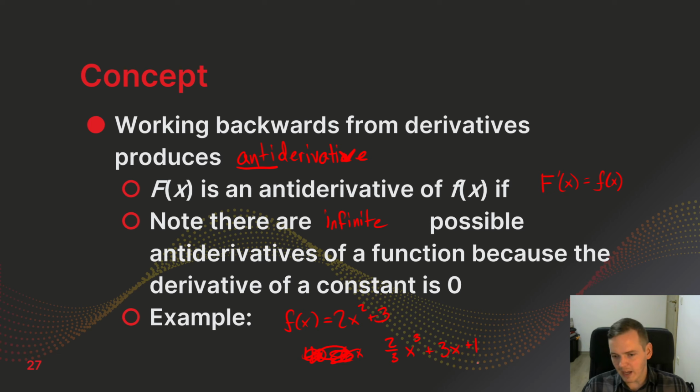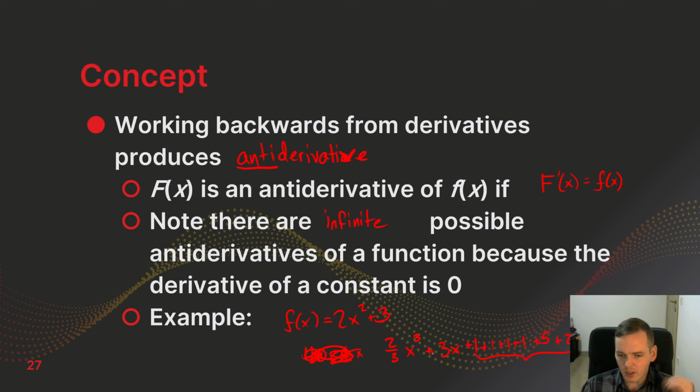I can also add 1 to that, and I get the same thing: 2x squared plus 3 plus 0. I can add 1 more, or 5, or 20. I can add any number to this, and all of this constant will drop out when I take the derivative.